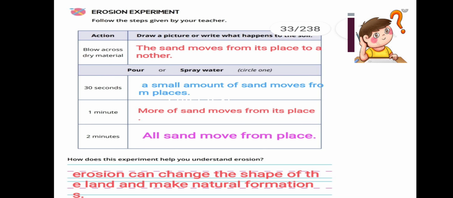How does this experiment help you understand erosion? Erosion can change the shapes of the land and make natural formations.